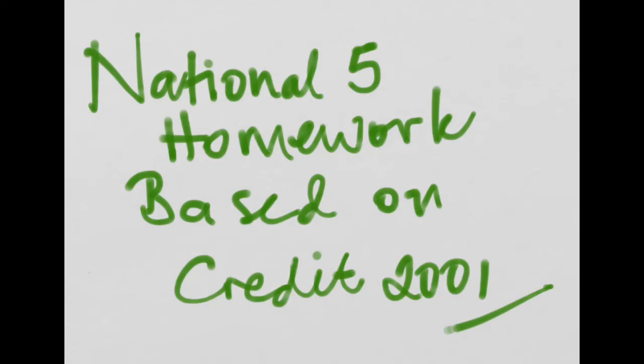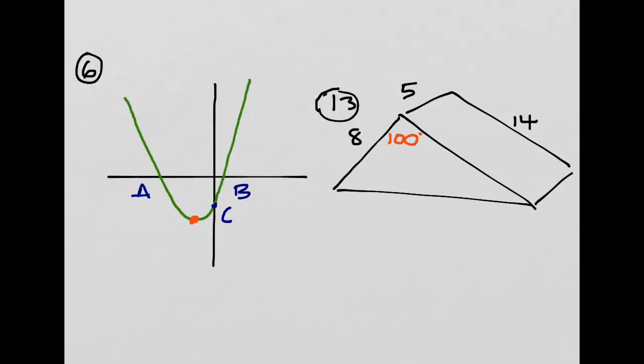Okay, here's some hints for the second homework based on a credit exam paper 2001. Now some of you have maybe looked through the homework sheet already, tried some of the questions and thought to yourself, can't do number 6, can't do number 13. Well, that's probably because in number 6 you're missing a diagram. So here's the diagram for number 6.